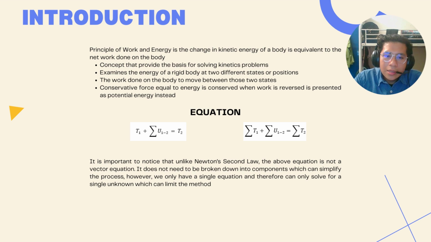The equation is initial kinetic energy plus work done 1 to 2 equals final kinetic energy. The second equation is total initial kinetic energy plus work done 1 to 2 equals total final kinetic energy. It is important to notice that unlike Newton's second law, the above equation is not a vector equation. It doesn't need to be broken down into components, which can simplify the process. However, we only have a single equation and therefore can only solve for a single unknown, which can limit the method.